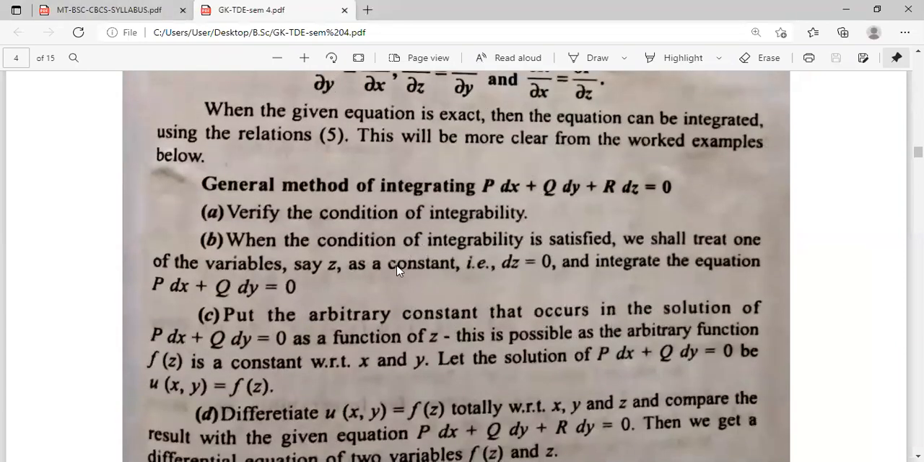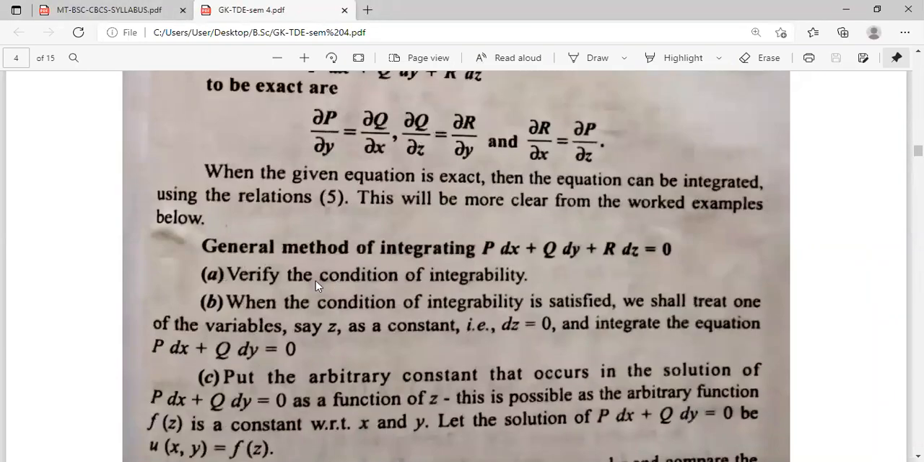What I have to do, you see there are five steps. The first step is to verify the condition of integrability. Before going to that, you have to verify the given equation is of the form P dx plus Q dy plus R dz equal to 0. That is the standard form of a total differential equation where P, Q, R are functions of x, y, z. Then verify the condition of integrability. That is the first condition.